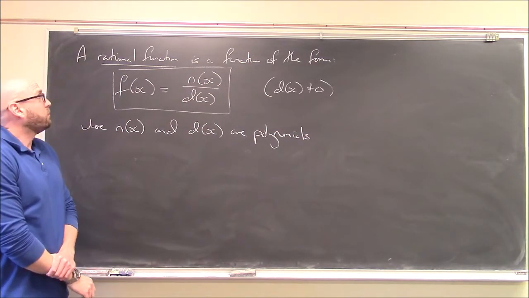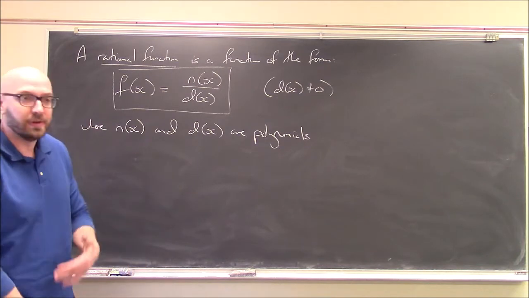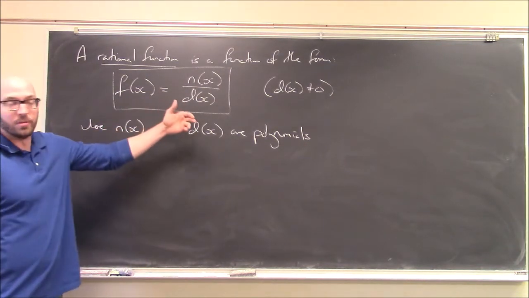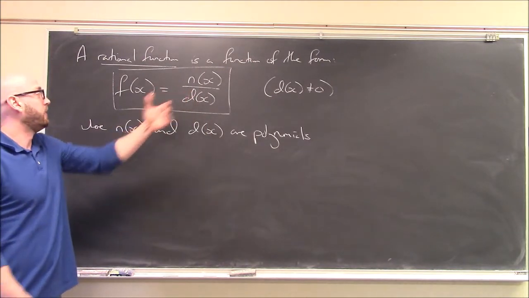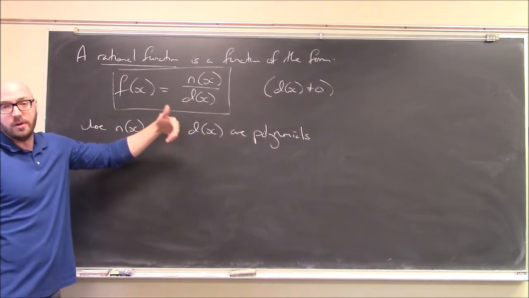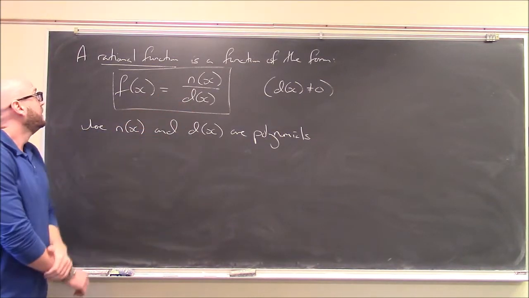Alright, so next up we have rational functions. Again, another very important class of functions closely related to polynomials because they're functions of the following form, or at least can be rearranged to be written in the following form. They look like f of x equals n of x over d of x.